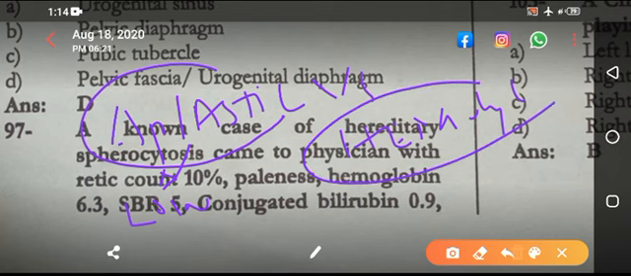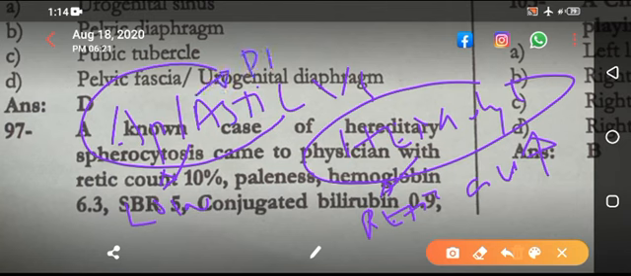And in the hemolytic crisis, the retic count is high. So that is the basic differentiation point between these two, on which you can differentiate the aplastic crisis and hemolytic crisis. Well, both of these are seen in sickle cell disease and hereditary spherocytosis. For aplastic crisis, the most common cause is parvovirus B19.